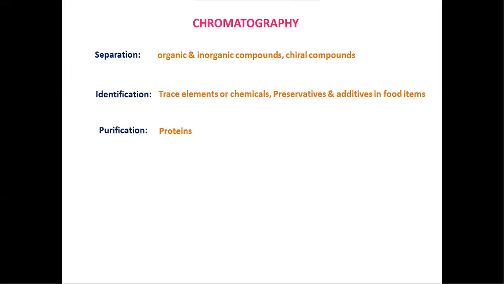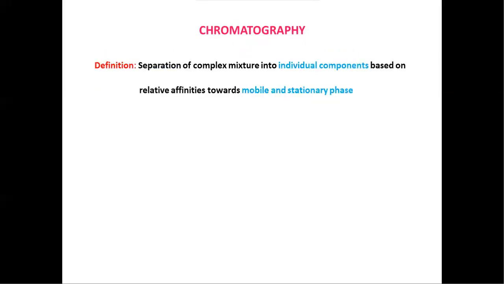Organic, inorganic, and chiral compounds can be easily separated by chromatography, and trace elements or chemicals, preservatives, and additives in food items are identified. Some macromolecules like DNA, RNA, and protein molecules will be purified by using these chromatographic techniques. This technique is also useful in other fields like DNA fingerprinting, bioinformatics, quality control, etc.